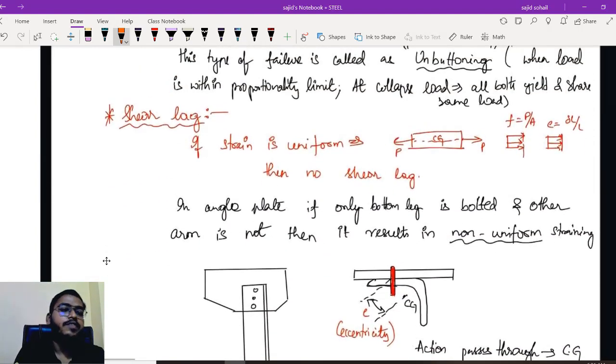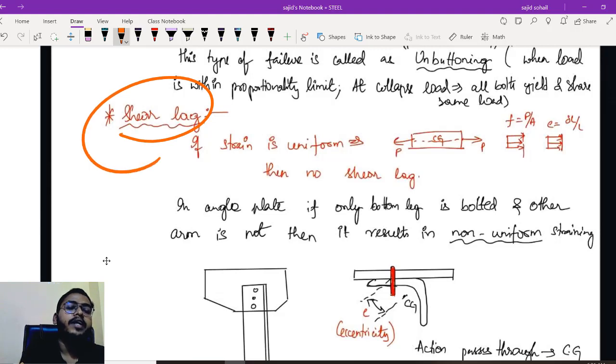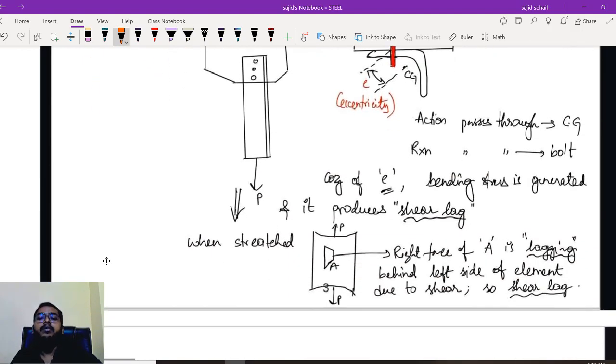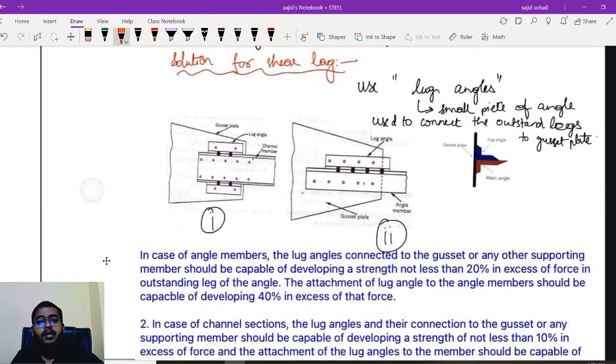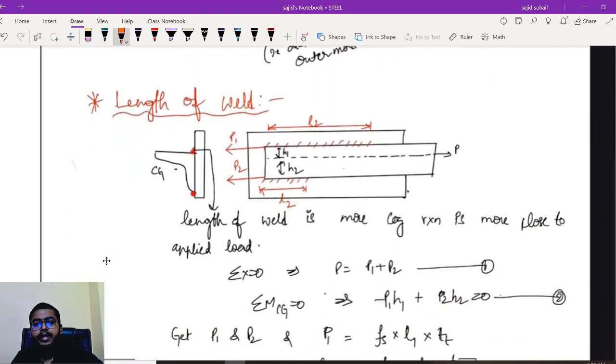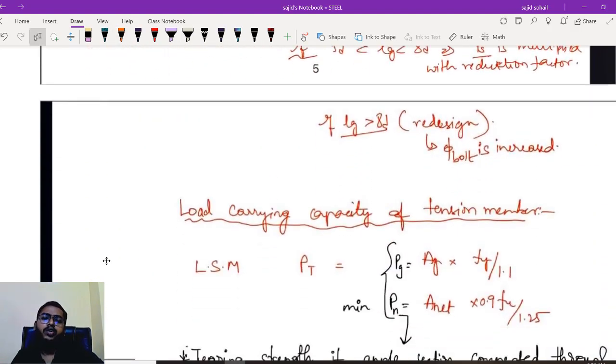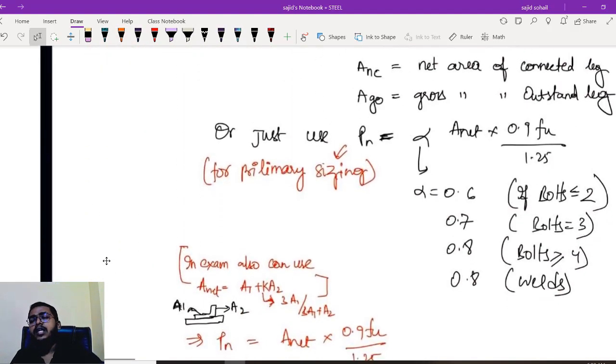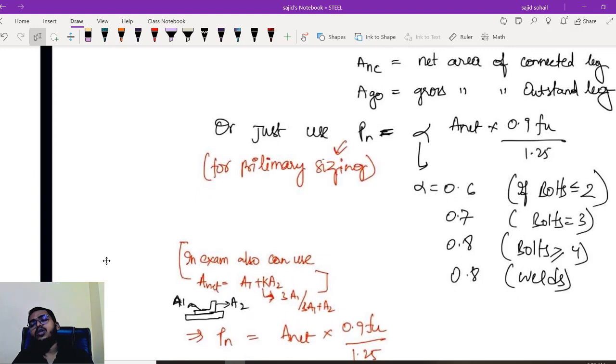In the next module itself, I will be teaching the most important topic of our tension member, which is shear lag. The most important concept is shear lag in tension members. That will be covered in module number 2 of tension members. After this you should be able to answer all the theory questions, and then I will teach you some important concepts which will be useful in questions, and then we will solve some questions.